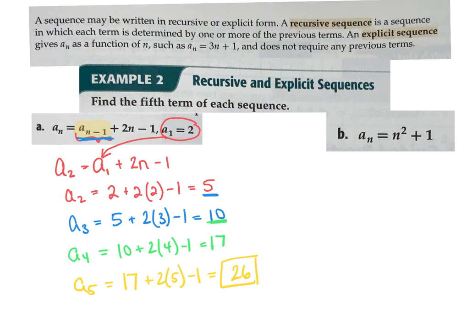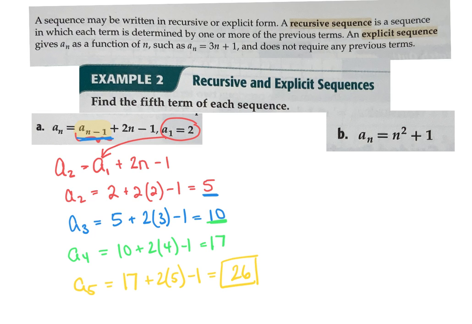You have to walk your way to whatever term you're on. Recursive requires you to just go a step at a time. Unless you see some type of crazy pattern that you could just go in it. This one's not really an easy pattern because they have all these crazy, the term in front, plus 2 times whatever term you're on minus 1. So there's not an easy way to walk from one to the next. All right. Let's look at the next one.